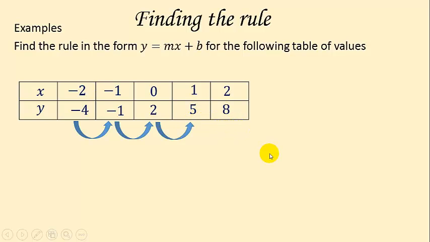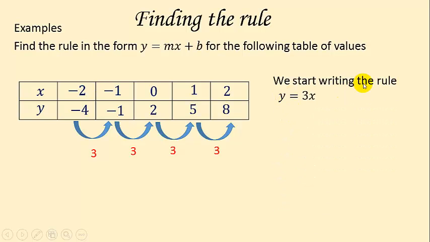we need to see what the y values are going up by. So if we've got -4 to -1, that's 3. -1 to 2, 3. Similarly, 2 to 5 and 5 to 8, 3. So they all go up by 3. That's good. That's the start of finding our rule. So we start writing the rule. We have y, because y is the one at the bottom. So y equals 3 times x. So 3 times the top one.